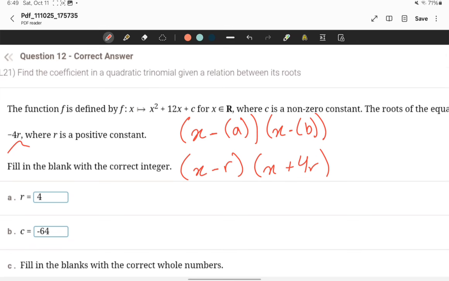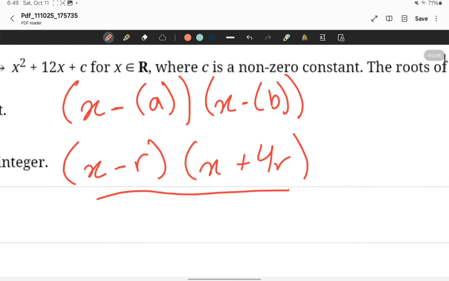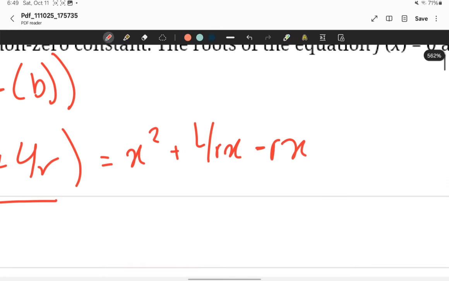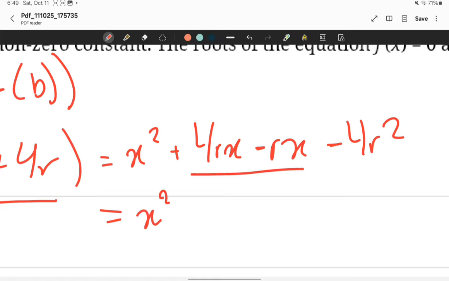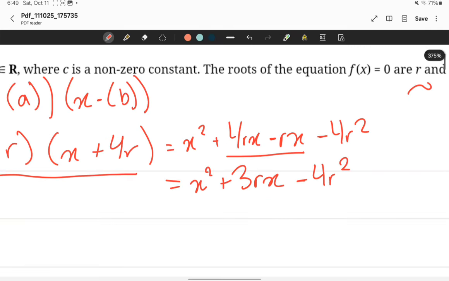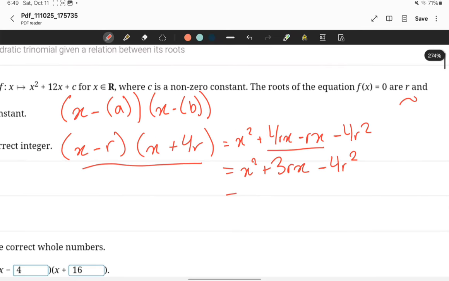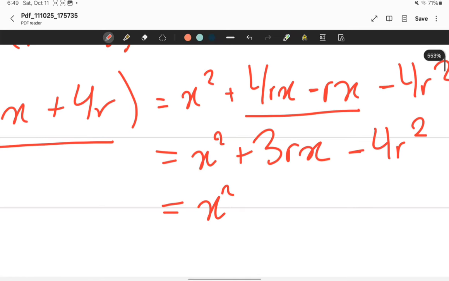Okay. So now you expand this. You take these, you multiply them. So you get x squared plus 4rx minus rx minus 4r squared. Simplify this equation, you get x squared plus 3rx minus 4r squared. Okay. Now once you've completely simplified this equation, you're going to want to write down our original equation, which was what? x squared plus 12x plus c. So x squared plus 12x plus c.